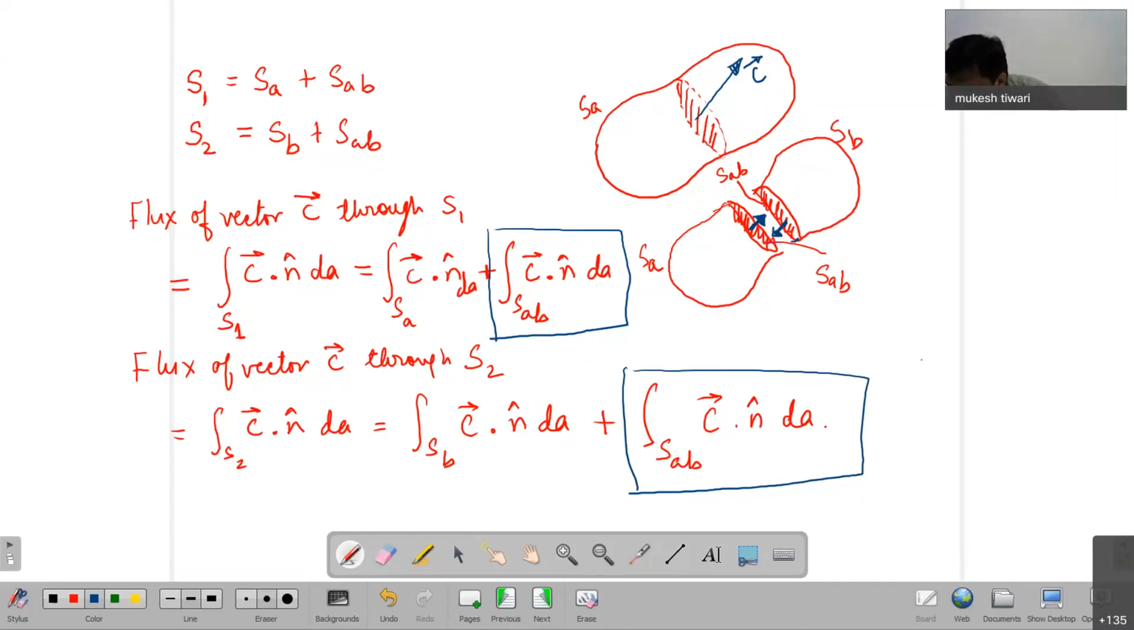So I hope this is clear. The outward normal, let me call it N1, and for the other one it would be N2, but it will be in the opposite direction. All other things remain the same. The surface is the same, everything is the same. It's just the direction of the outward normal that is going to be opposite. And if that is the only difference, then one integral is the negative of the other one.